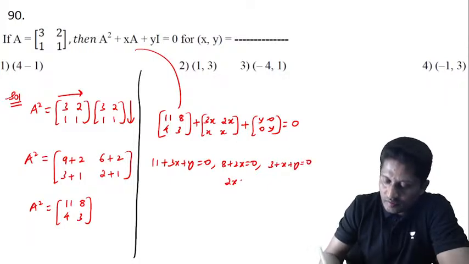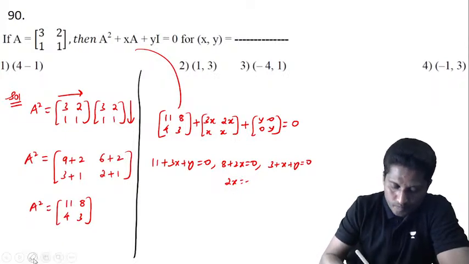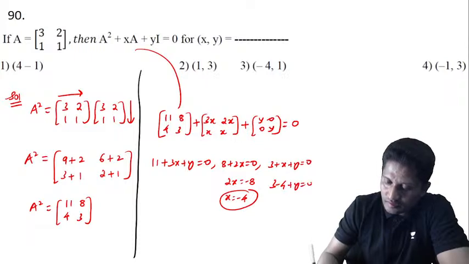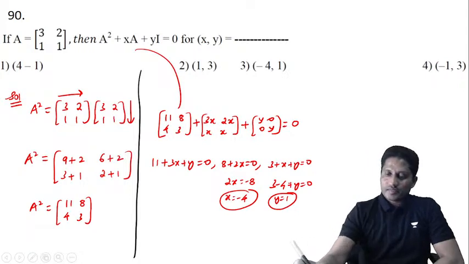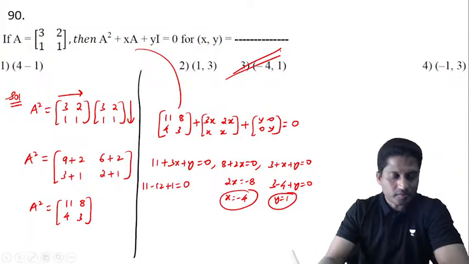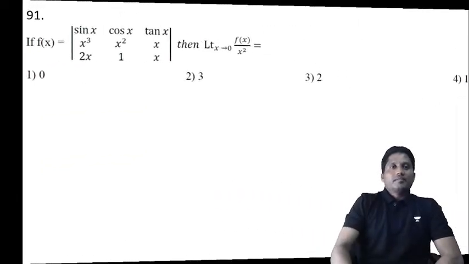From this 2x is equal to minus 8, x is equal to minus 4. So this is 3 minus 4 plus y is equal to 0, y equal to 1. X is minus 4, y equal to plus 1. Answer is option C. Even this will satisfy. Otherwise, no value of x will exist. Minus 12 plus 1 equal to 0. Yes, answer is option C only. Right? Question number 91.